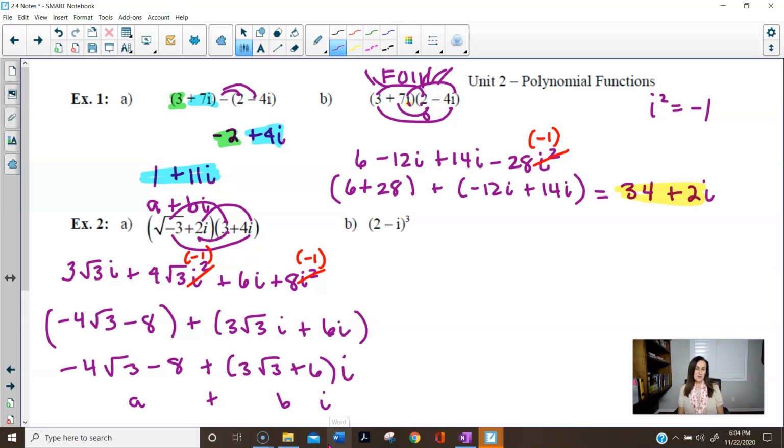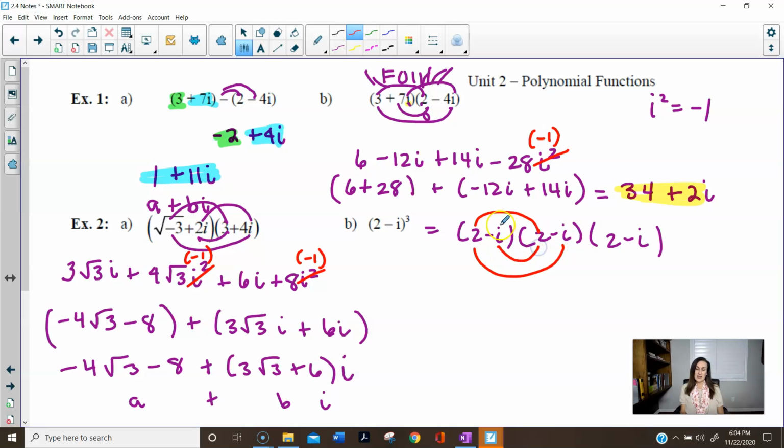All right, so let's go to b. You've got 3 of those. So this equals 2 subtract I times 2 subtract I times 2 subtract I. So you can take 2 of them and do FOIL. So we can go ahead and FOIL first, outer, inner, last. Here's my guy. So we'll do that first, and then we can multiply that answer to the 2 subtract I. So I recommend stopping the video, try it on your own, because I think that you'll really be able to do it and then compare answers.